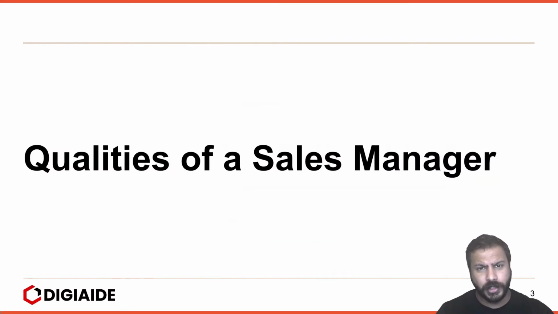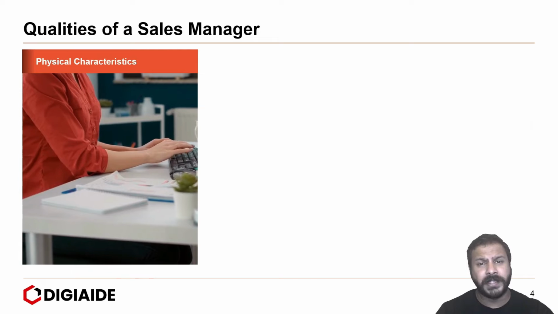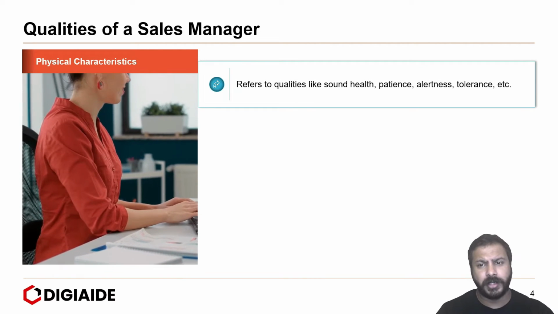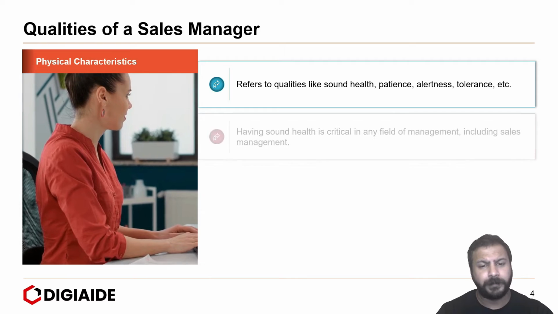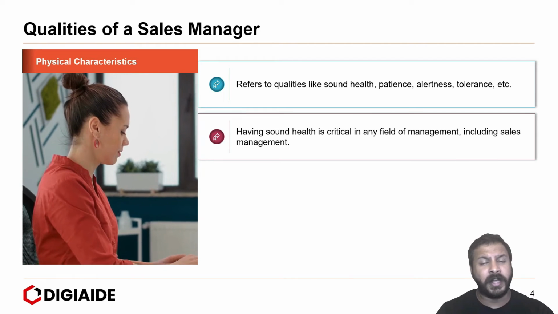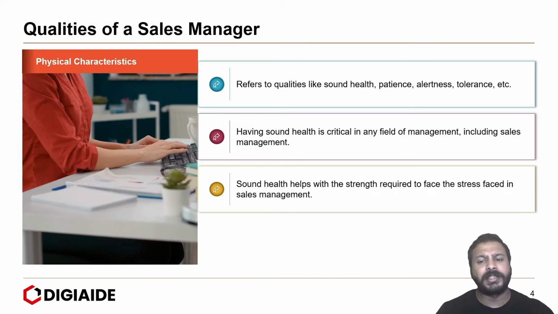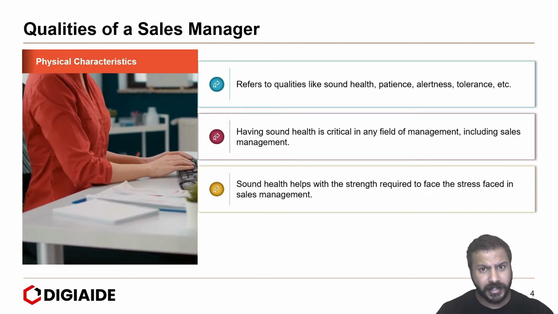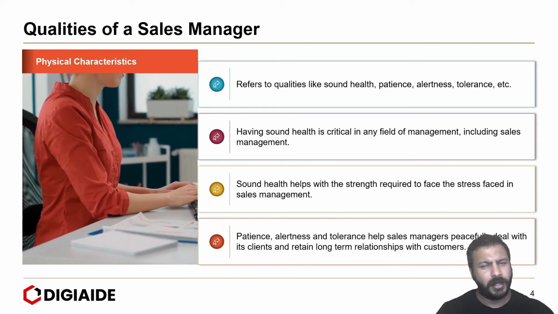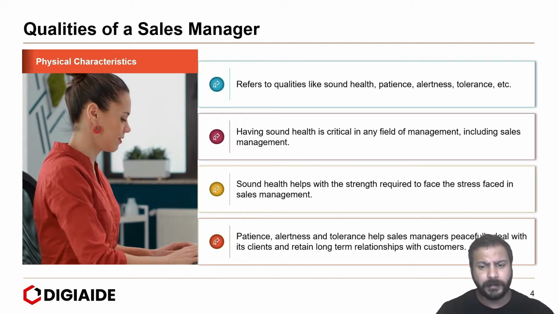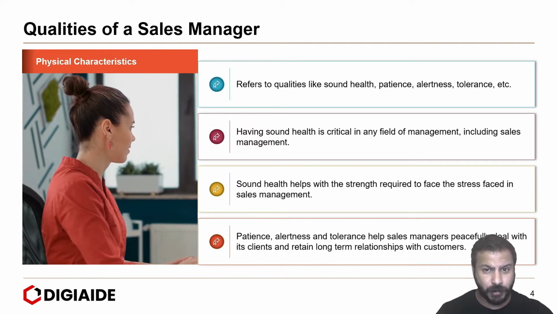Now let's look at the qualities of a sales manager. First, physical characteristics. It refers to qualities like sound health, patience, alertness, tolerance, etc. Having sound health is critical in any field of management, including sales. Sound health helps with the strength required to face the stress faced in sales management. Patience, alertness and tolerance help sales managers peacefully deal with clients and retain long-term relationships with customers.